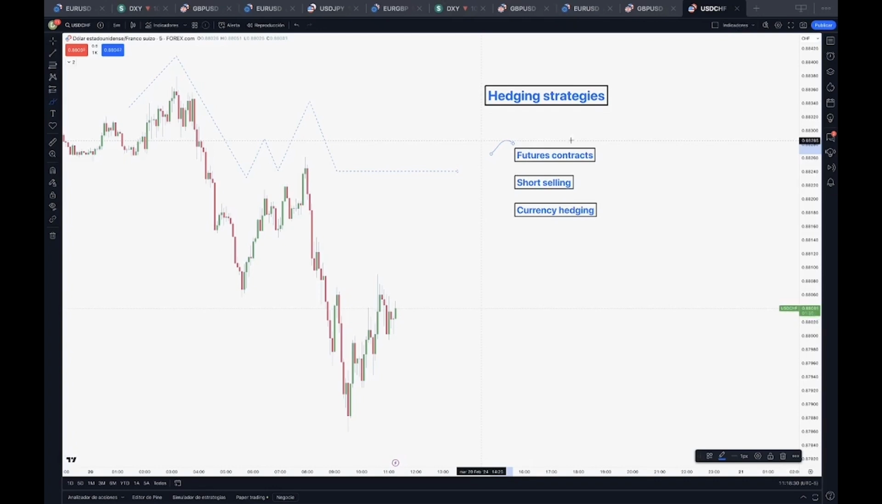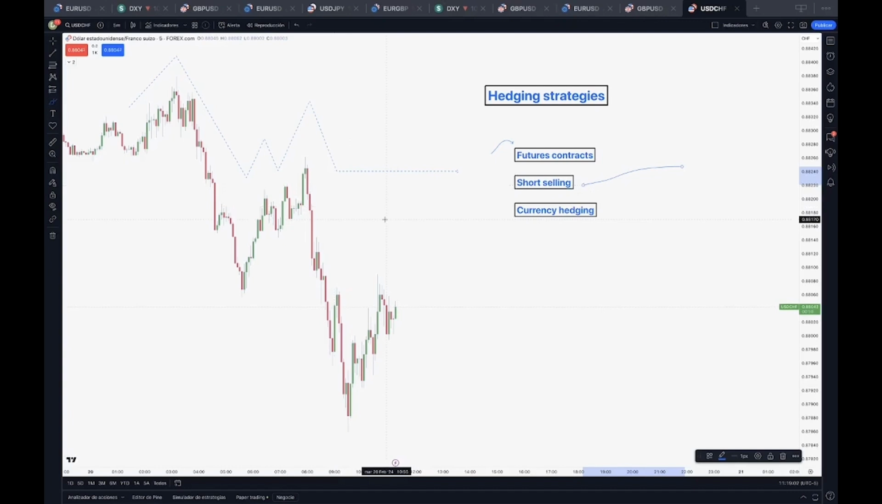Another kind of hedging strategy is short selling. Investors can also hedge their long positions by short selling related assets. By selling short, investors can profit from a decline in the price of an asset, which can offset losses in the long positions, right?